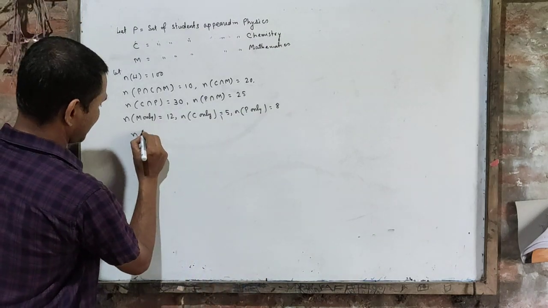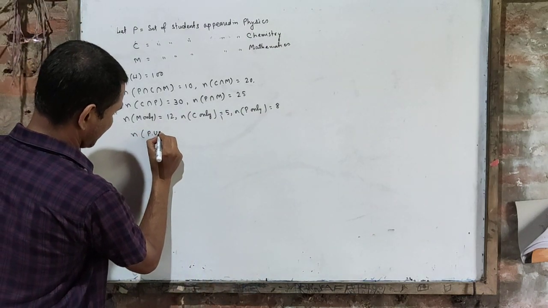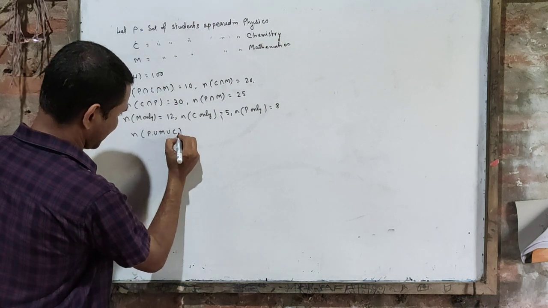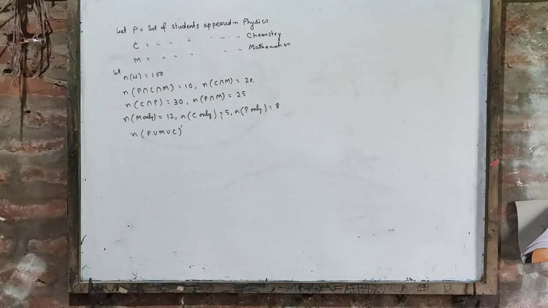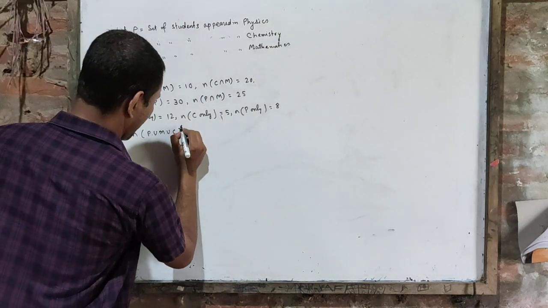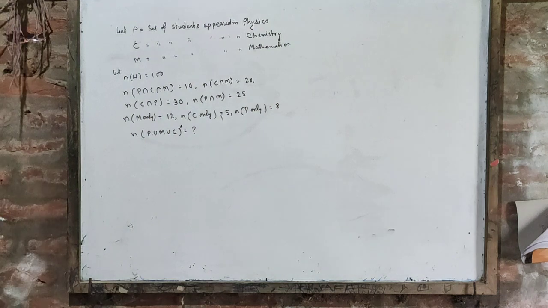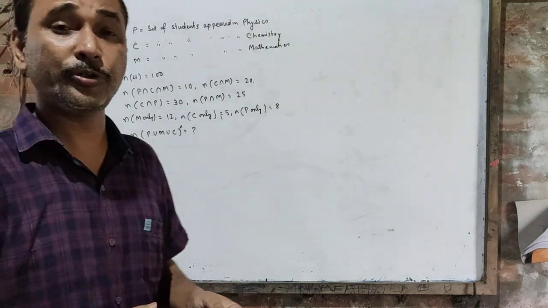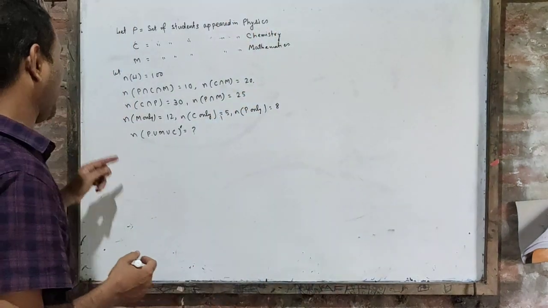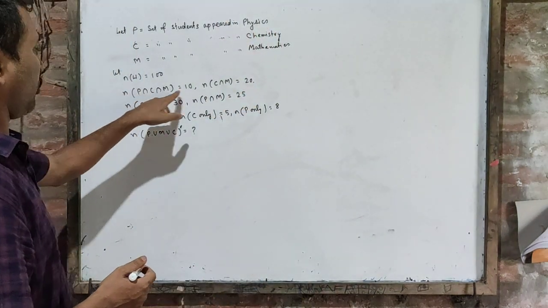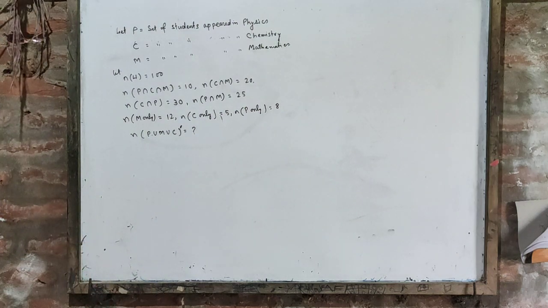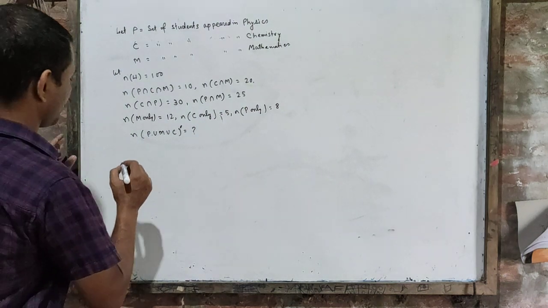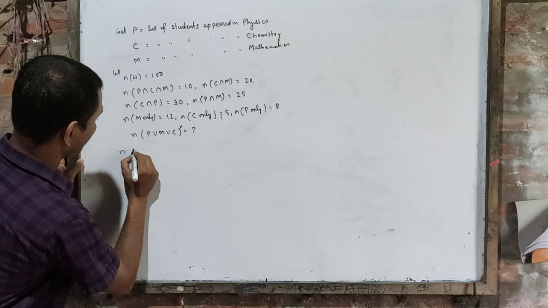Failed. That means did not pass in physics, did not pass in mathematics, did not pass in chemistry. In neither of the subjects, so complement. We have to find complement. And for that, first we have to find P union M union C. But you see here, all the intersections are given, but N of M, N of C, N of P are not given. So let us try to find it from the given facts.